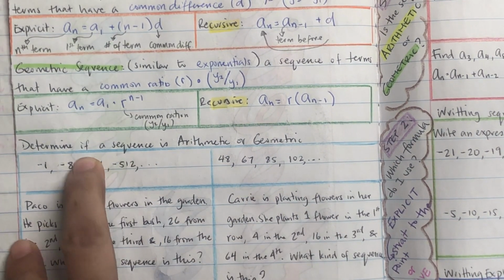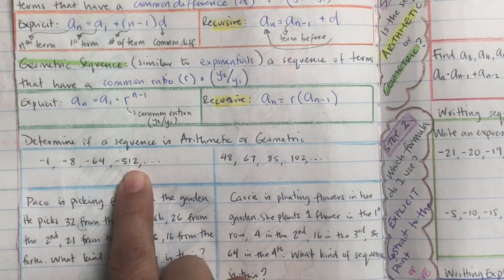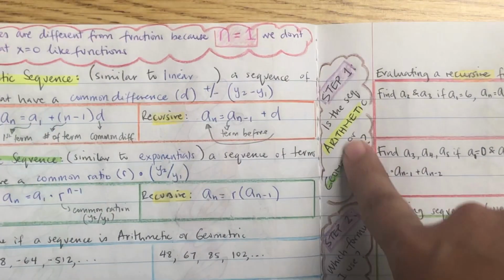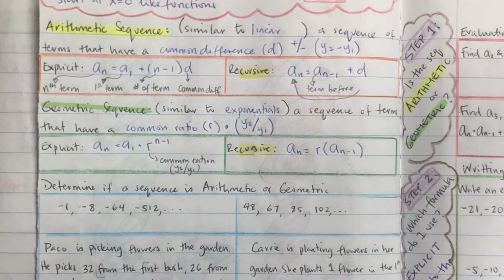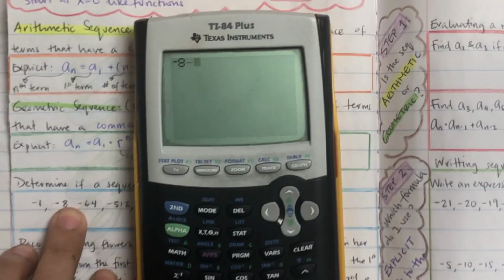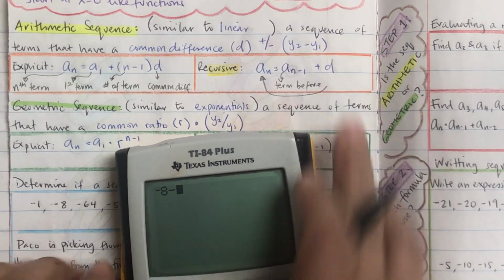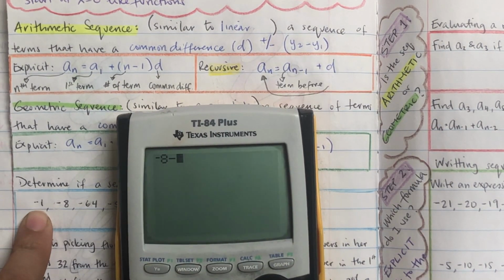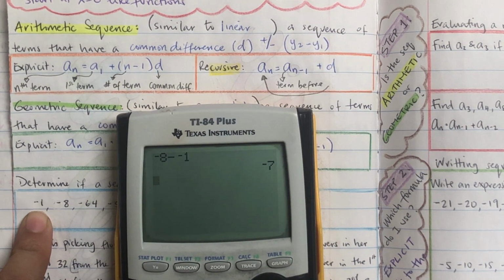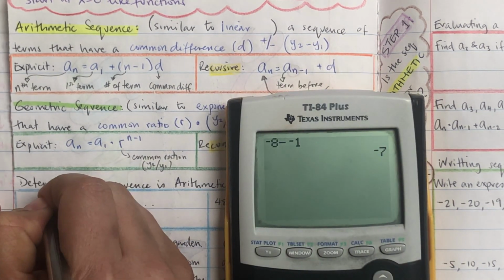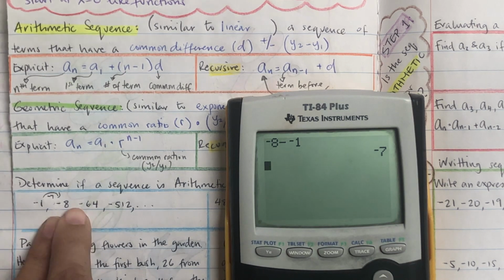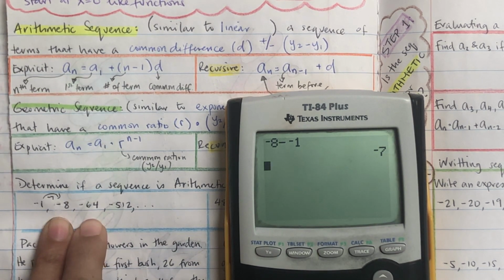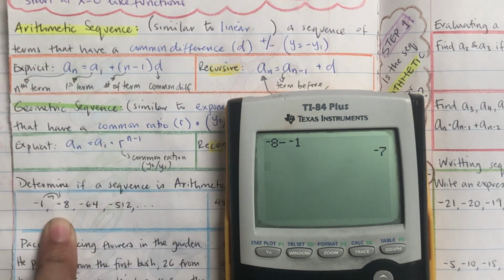All right, so let's take a look at the first one. So here I have a series of numbers. My first question is, is it arithmetic or geometric? And how do I know? It says the second minus the first. So the second minus the first is negative 7. So my common difference from here to here is minus 7. And if I do negative 8 minus 7 and I get negative 64, then it is arithmetic.